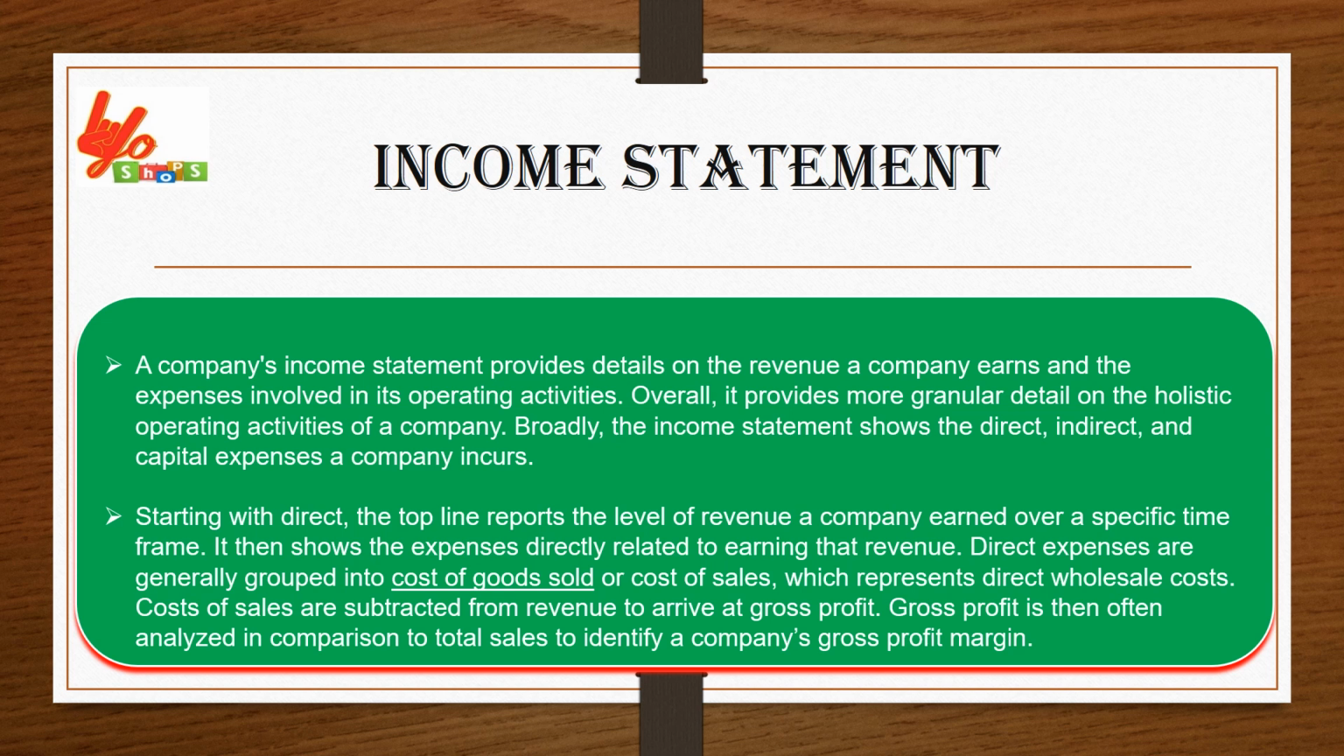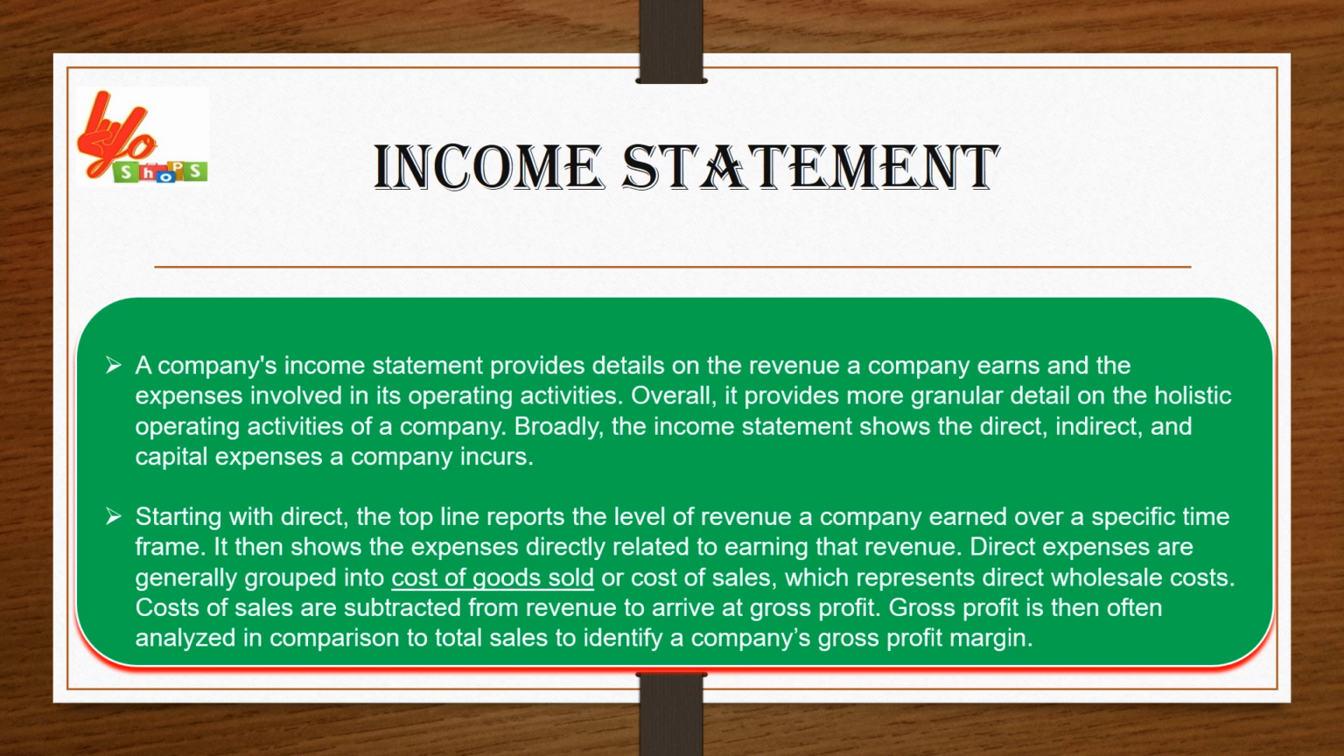The next one is the income statement. A company's income statement provides details on the revenue a company earns and the expenses involved in its operating activities. Overall, it provides more granular detail on the holistic operating activities of a company. Broadly, the income statement shows the direct, indirect, and capital expenses a company incurs.